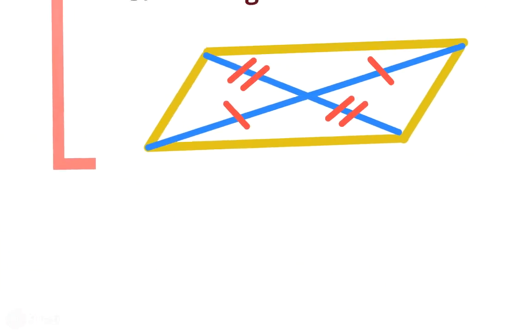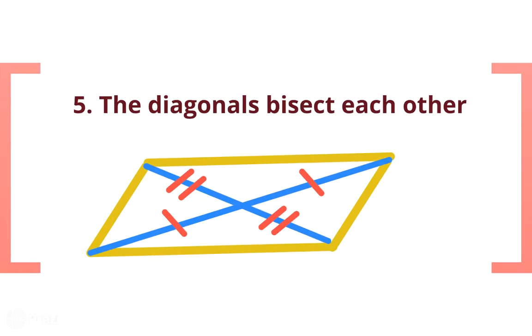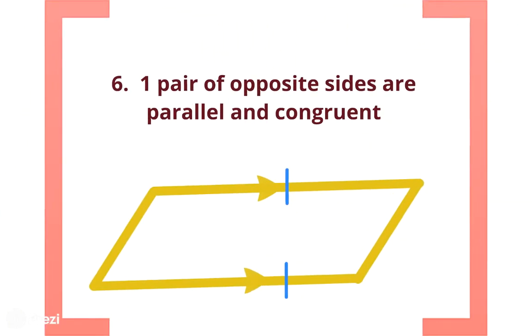Pretty cool. The 5th thing, if you just see a quadrilateral hanging out, and you see that the diagonals are bisecting each other, guess what that means? It's a parallelogram.